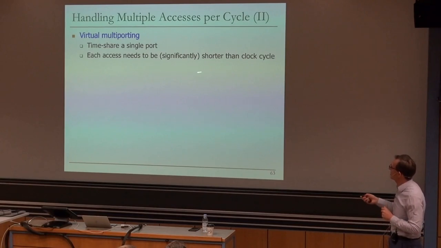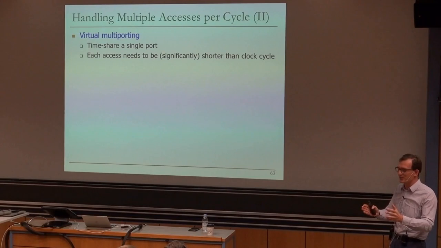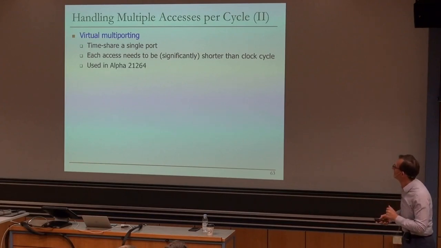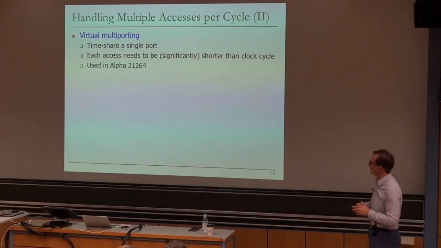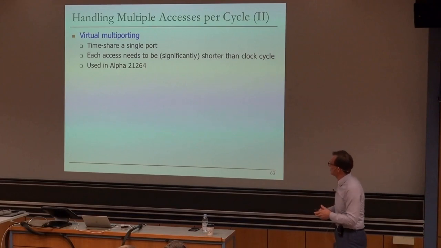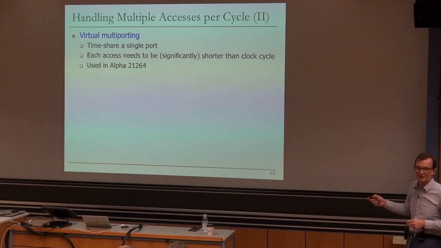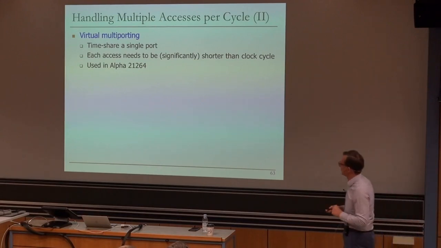Each access needs to be significantly shorter than the clock cycle in this case. Basically, half of the clock cycle you spend doing the first access, and the other half you spend doing the next access. And this is used in Alpha 21264. And this is much better than a more expensive solution if this is satisfied, right? That's the key thing over there.